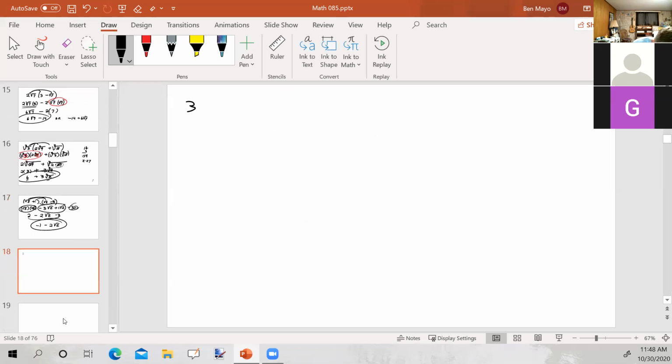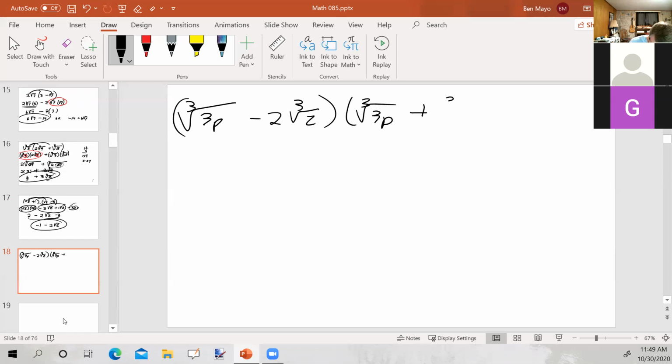The cube root of 3p minus 2 cube roots of 2 times the cube root of 3p plus the cube root of 2. Okay? Do you feel like somebody sat down and tried to figure out how nasty of a problem they could create in their spare time? Sometimes it seems that way. Okay, here we go.